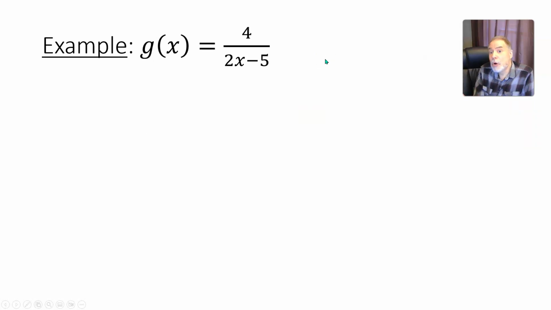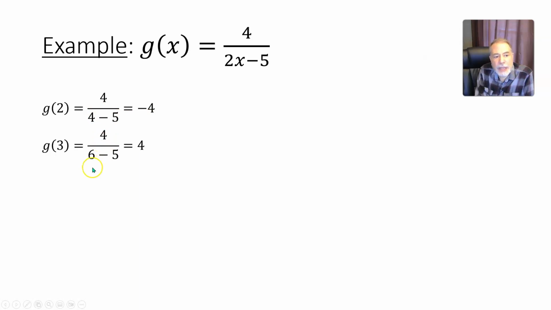Now, it is important that the function be continuous. Look at this example. Take the function g of x equal to 4 over 2x minus 5. If I plug in 2, g of 2 turns out to be negative 4. 2 times 2 is 4, 4 minus 5 is negative 1, and 4 over negative 1 is negative 4. And g of 3 is positive 4. 2 times 3 is 6, 6 minus 5 is 1, 4 over 1 is 4.